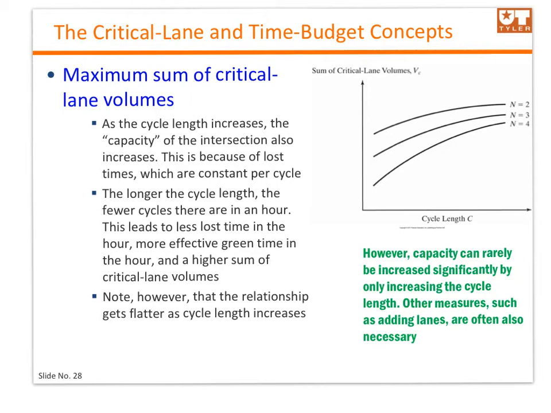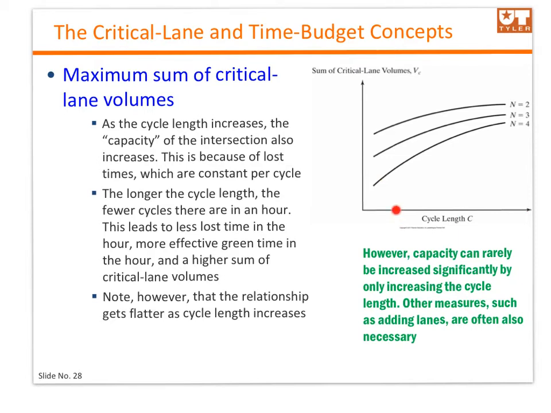Let's take a look at this relationship now, which is the relationship between the cycle length and the sum of critical lane volume, as well as how many phases we may have per cycle. As we could see from this graph, we can conclude that as the cycle length increases, for example from here to here, the capacity of the intersection also increases.